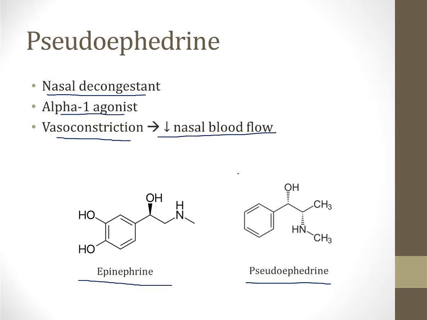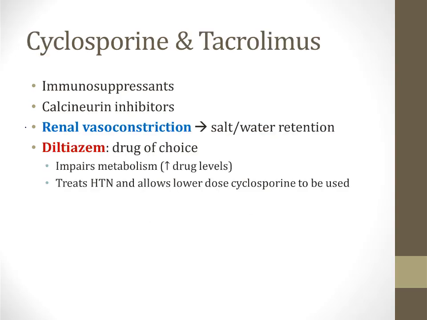However, a secondary effect of this drug is that it can raise the blood pressure and cause secondary hypertension. In the immunology section, I talk about cyclosporin and tacrolimus. These are immunosuppressants. They function by inhibiting calcineurin, and both of them commonly cause hypertension in patients taking the drugs. That's because they lead to renal vasoconstriction, which leads to salt and water retention.